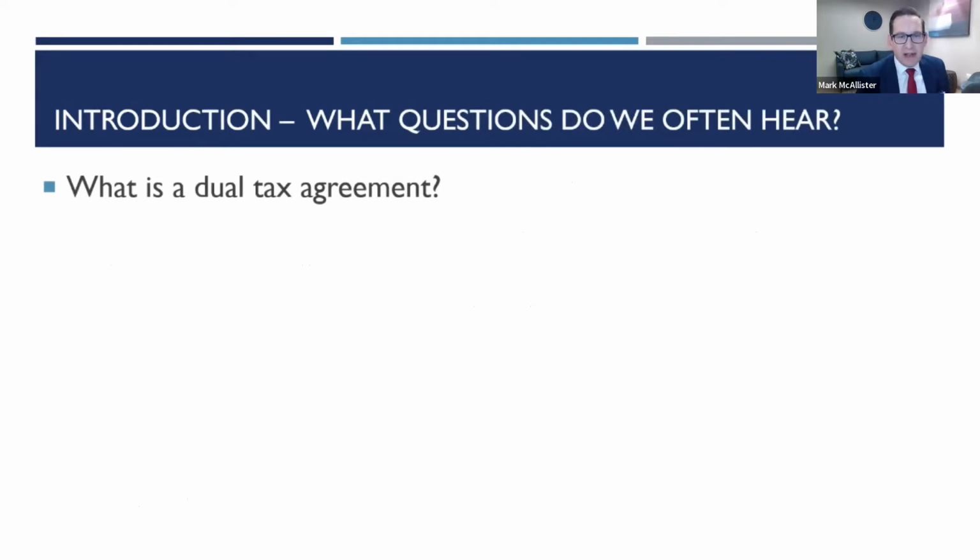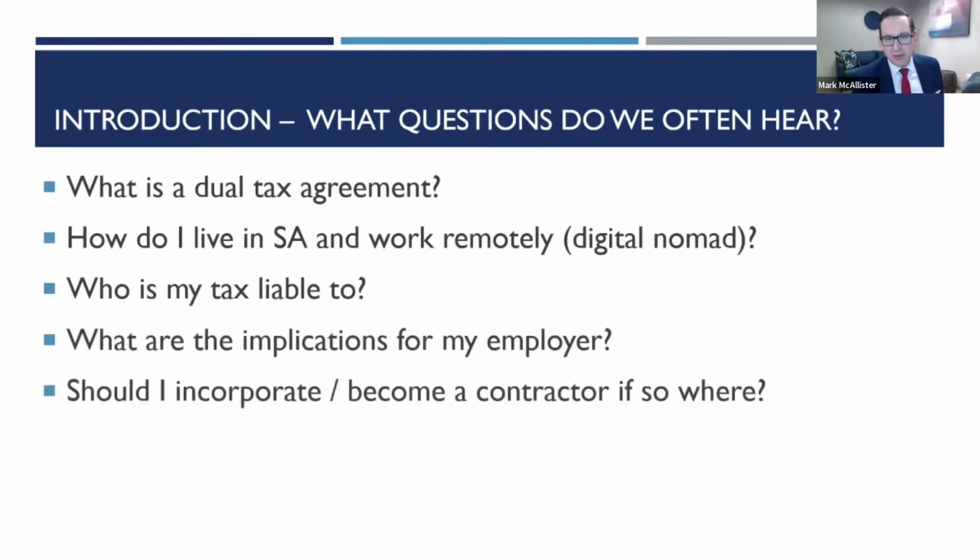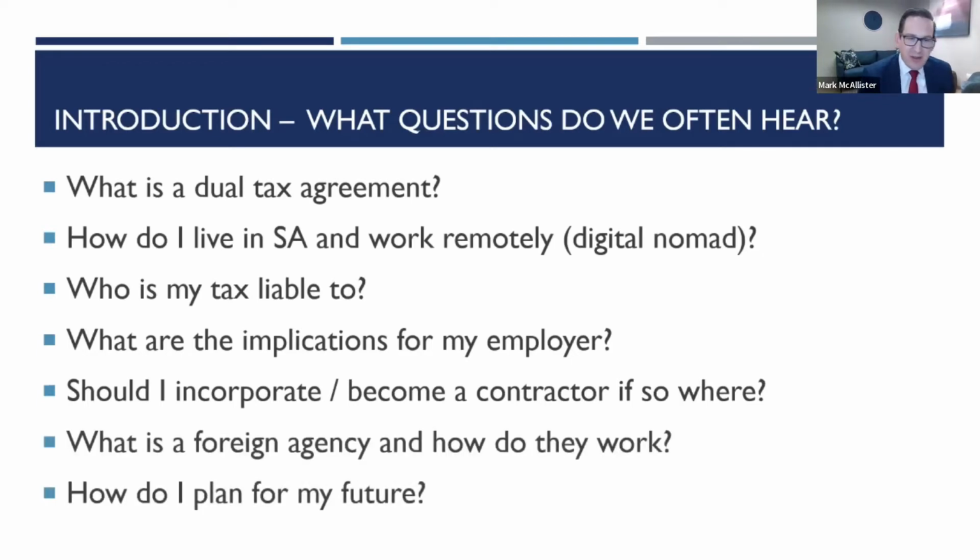So what are the questions that we often hear linked with those sort of needs? Well, one of the big ones is, what is a dual tax agreement? How do I live in South Africa but work remotely as a digital nomad? Who do I pay tax to? Who is it liable to? What are the implications for my employer? And if I should do it, should I incorporate? And if so, if I become a contractor, where should I be? If I consider this option, you may have heard of it or may not have come across it before, how do I use a foreign agency? How do they work? And then ultimately, how do I plan all of that in for my financial future so that I am as secure as possible in this beautiful country, if that's where you want to be?